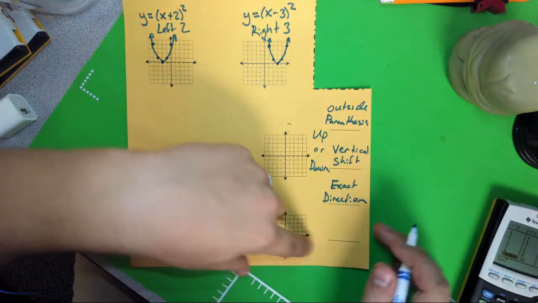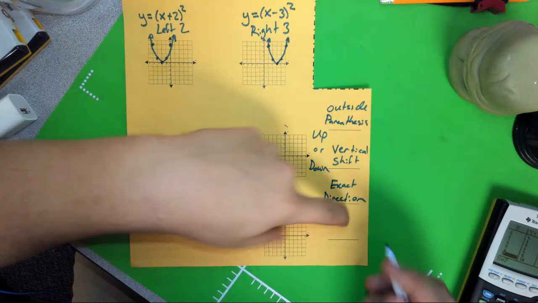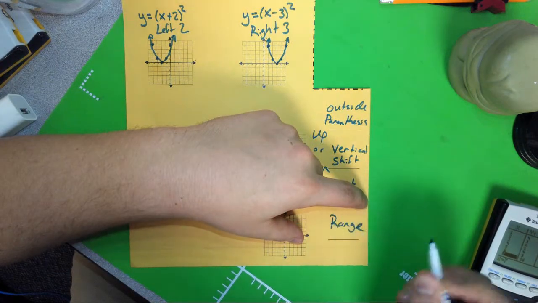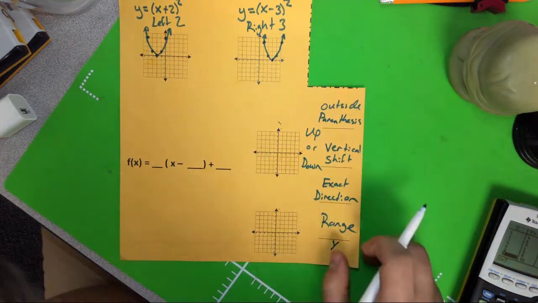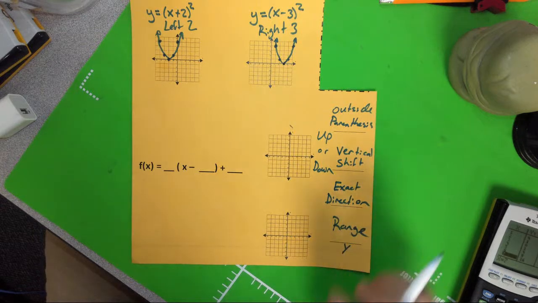And then the R stands for range, which just means our y's. That's all we're talking about, just y's. So it'll affect our range.